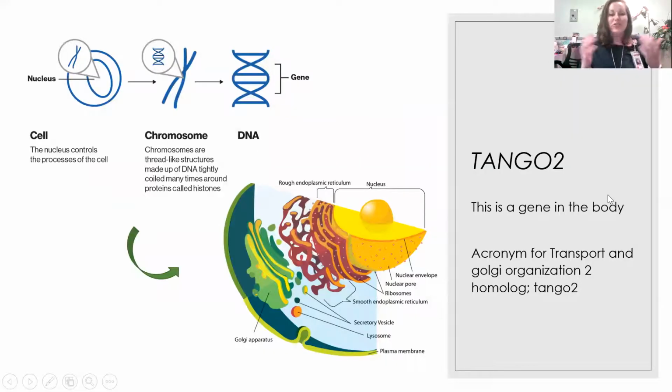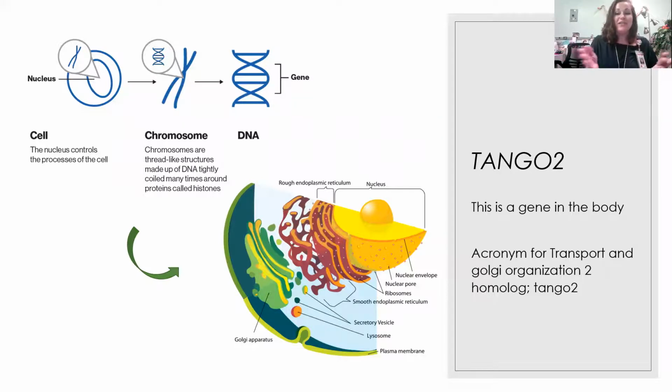So TANGO2 is a gene in the body, and many people might remember back to their studies in school. All of our body is made up of trillions and trillions of cells. Those cells all have a little headquarters in the middle called the nucleus, and that is what holds all of our information. We condense our information into chromosomes. Those are the structures that hold our DNA. And then a specific unit of DNA is what we call a gene. So that's an instruction that performs a very specific job in our body.